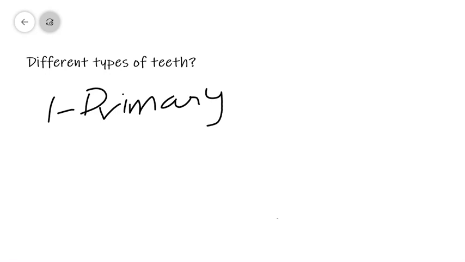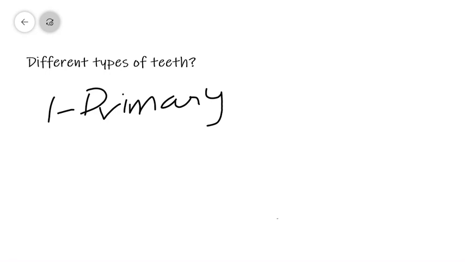So normally the primary teeth erupt around the age of 6 months, and the eruptions continue up till the age of 2.5 years old. Again, this can also vary, so this is not a fixed value, but this is normally observed in children, as has been noted in epidemiological studies.